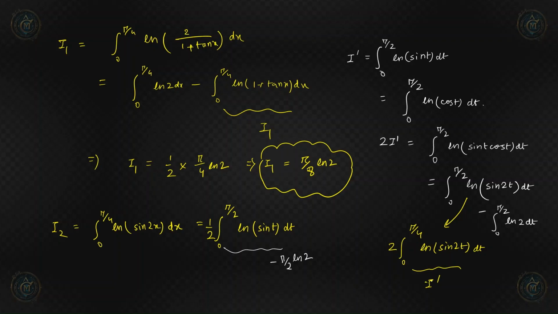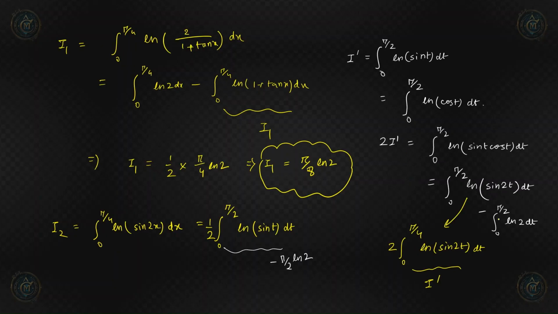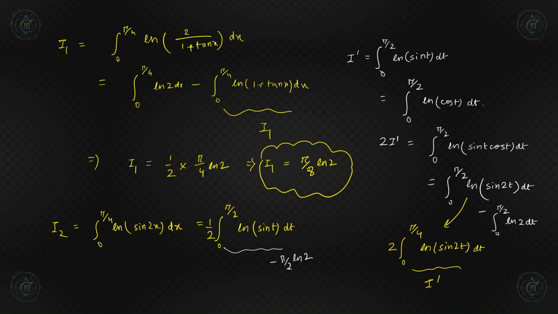So one I dash will be cancelled from here. So we get I dash equal to this integral, which is simply minus pi by 2 log 2. So I dash is minus pi by 2 log 2. This is again a standard value you should remember, because in many questions this value is directly used. So if we calculate the value of I2 from here, I2 is half times this, so minus pi by 4 log 2.